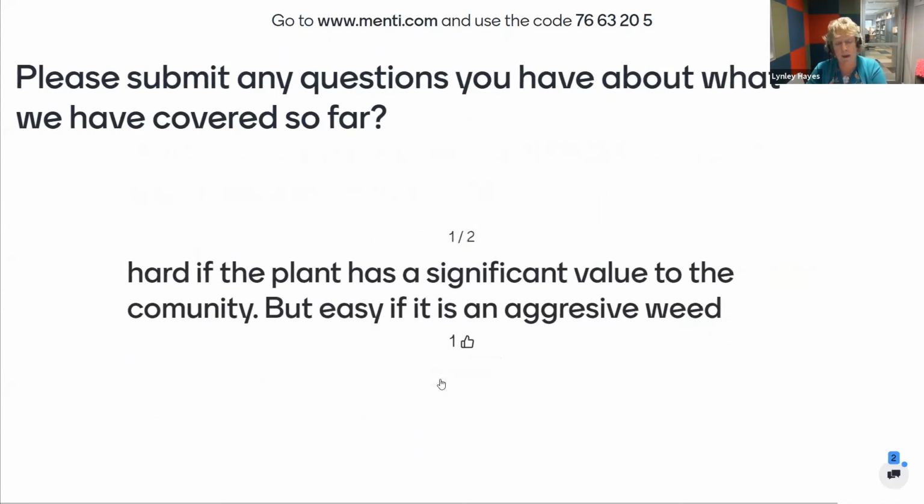Okay, here's some more feedback. Thank you, hard, but the plant has significant value to the community. Yeah, that's right. If everybody agrees it's a really bad weed, it's easier. If there's some conflicts of interest, and that's where we talked yesterday, sometimes we need to measure the value, do some economic cost benefit type analysis.